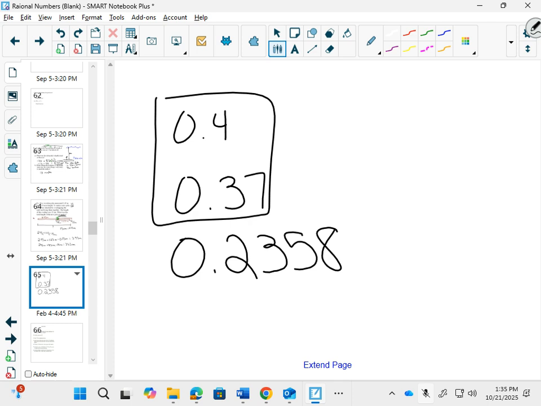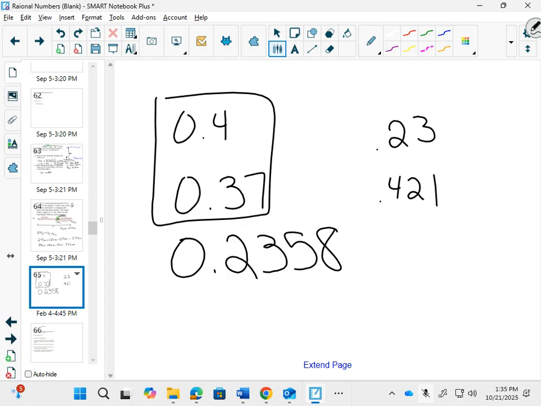No, because watch this one. How about if I do 0.23 and 0.421? Now the one with more decimal places is bigger. 0.421 is bigger than 0.23. So, how do we compare decimals when they're like this?